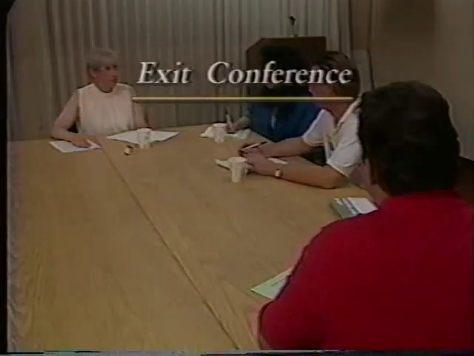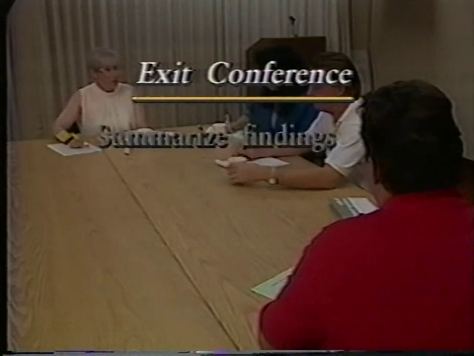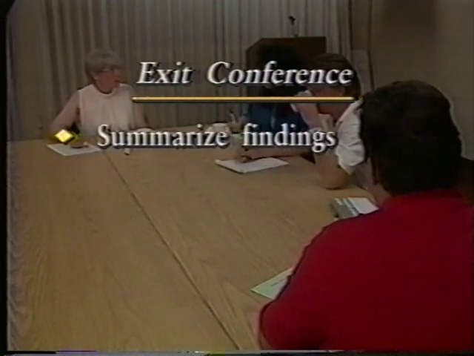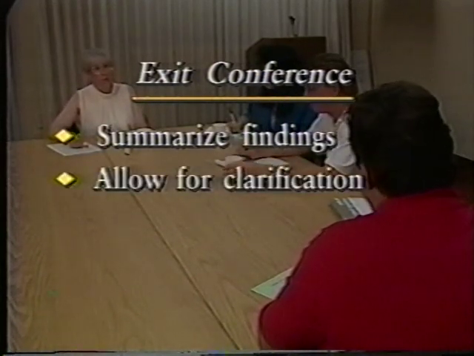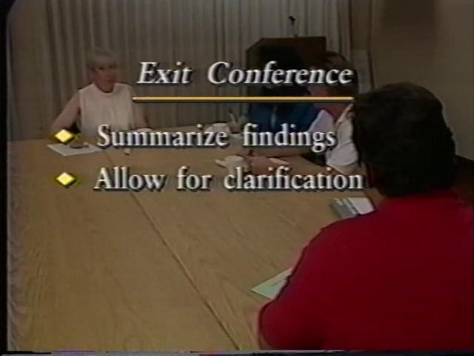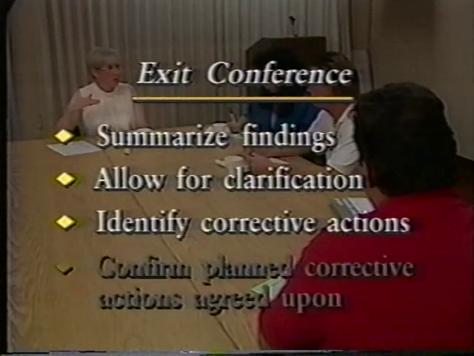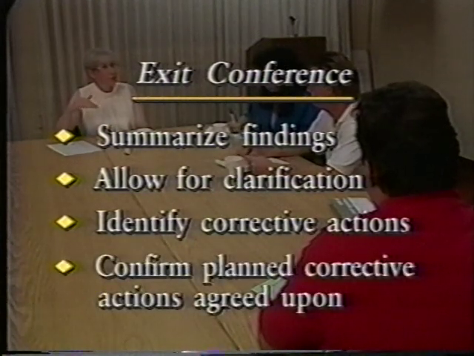When the data gathering phase of your audit is complete, it is important to hold an exit conference with the person responsible for the audited area. During this conference, you should summarize your findings, both good and bad. Give the auditee an opportunity to clarify any misunderstandings or misinterpretations you may have had. You should identify any immediate actions required and confirm any planned corrective actions.